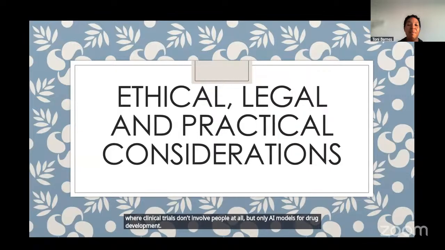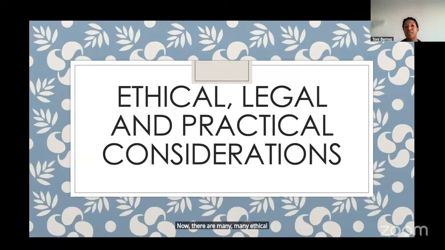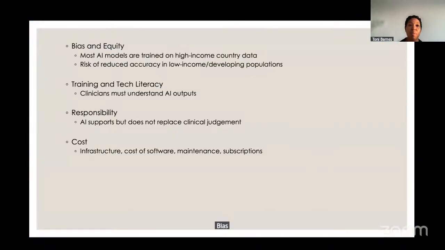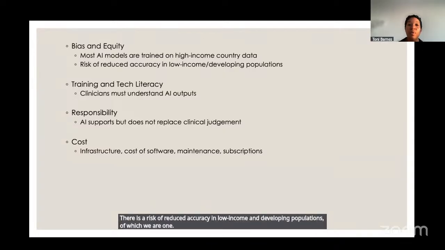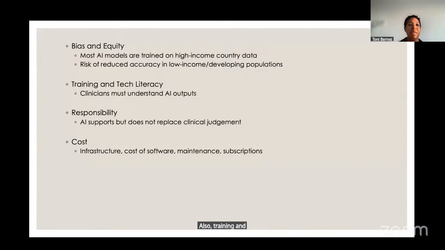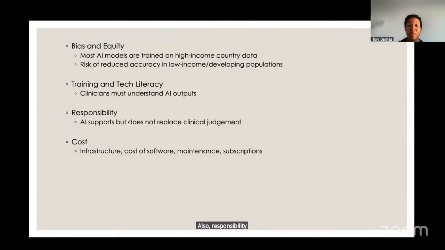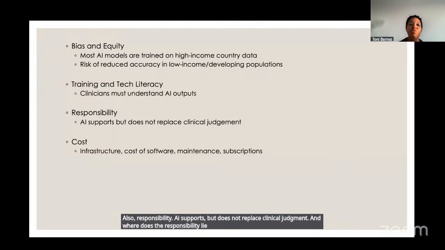Now, there are many, many ethical, legal, and practical considerations for the use of AI. Bias and equity, first and foremost: most AI models are trained on high-income country data. There is a risk of reduced accuracy in low-income and developing populations, of which we are one. Also, training and tech literacy needs to take place with doctors, as clinicians need to understand the AI output. Also, responsibility. AI supports but does not replace clinical judgment. And where does the responsibility lie if AI is wrong?